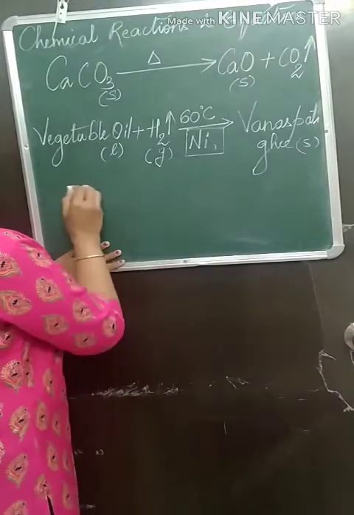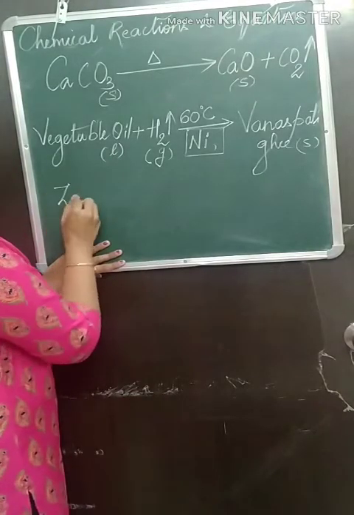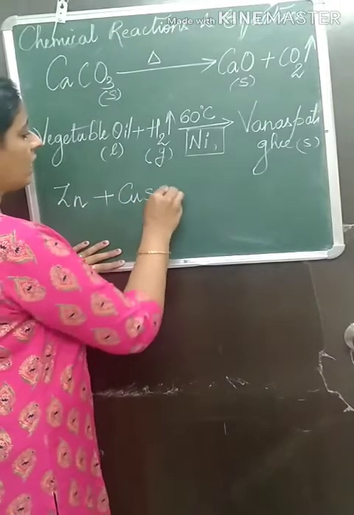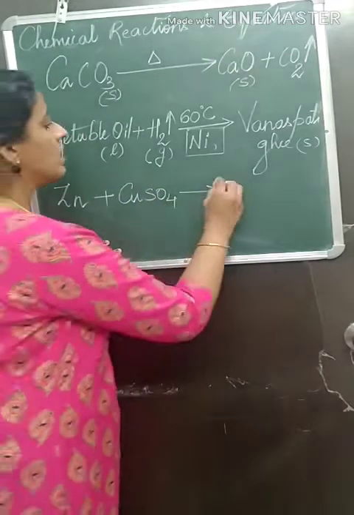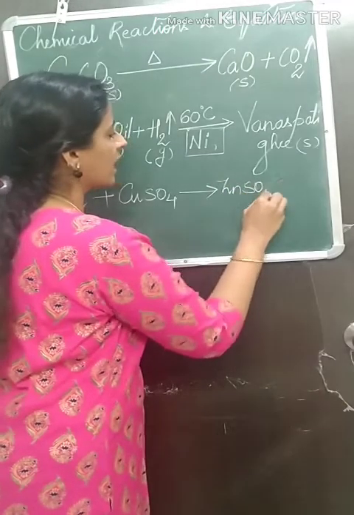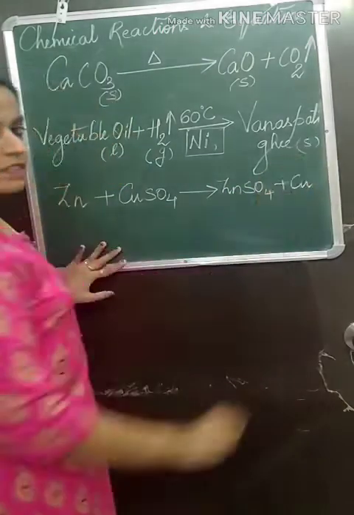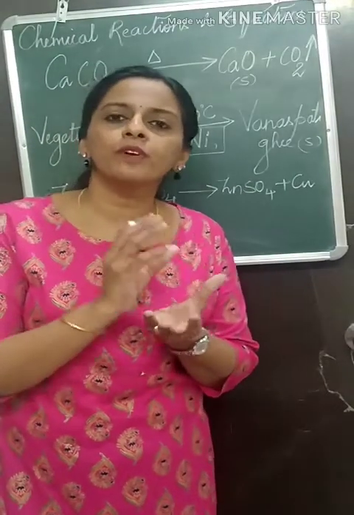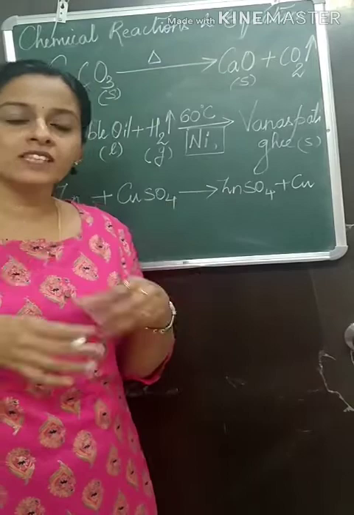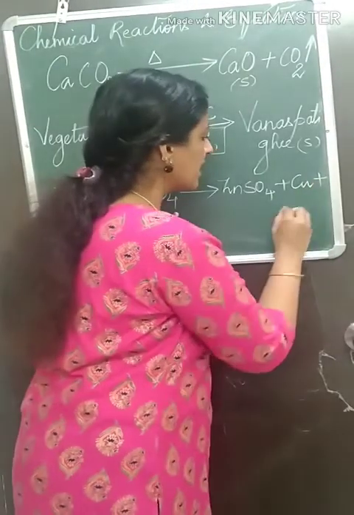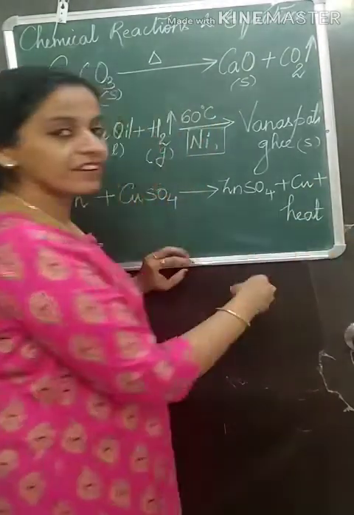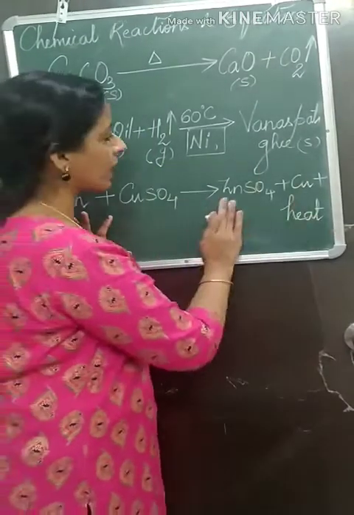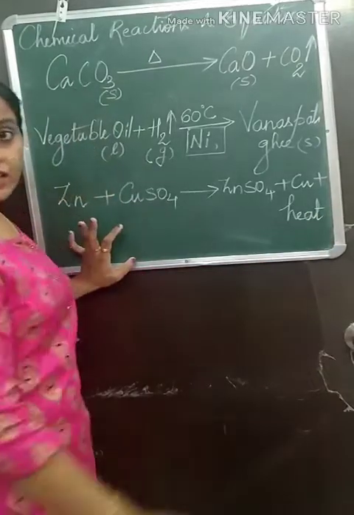Now what did we learn in that reaction? We mixed zinc granules with copper sulfate and we got zinc sulfate and copper particles. Now in this reaction, if you touch the test tube, you will feel heat. The test tube gets heated, which means heat is given out. So in this reaction, heat is given out, and we write heat in the product column.